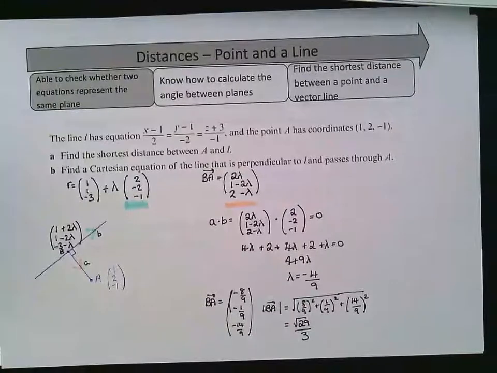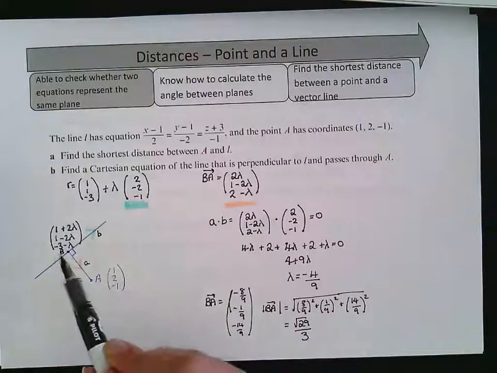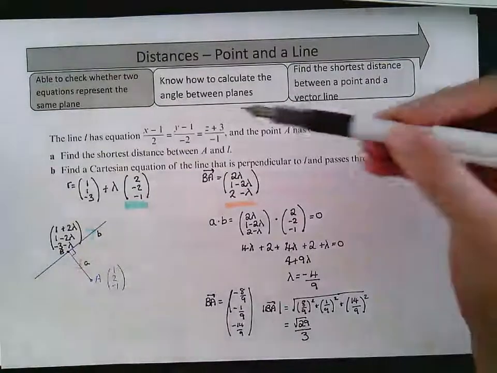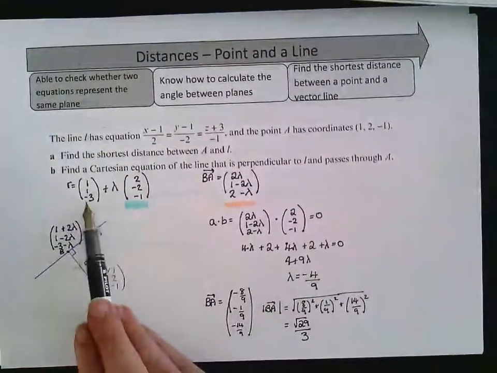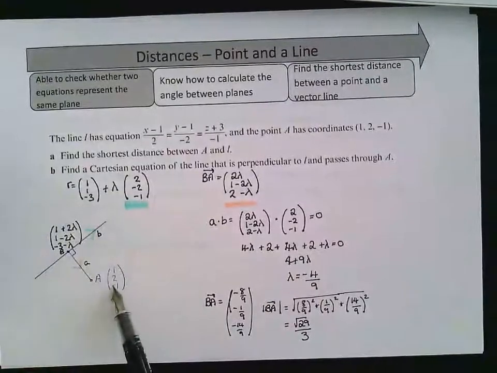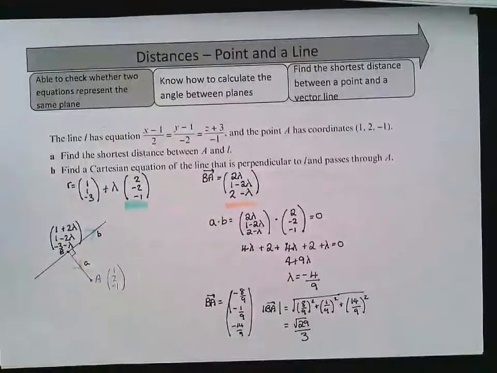Now, part B. Find the Cartesian line that is perpendicular to L that passes through A. So now I'm going to find the equation of this line. And if you remember, to find the equation of a line, we need a positional vector. We've got one of them. And I need a movement vector. I have one of those.